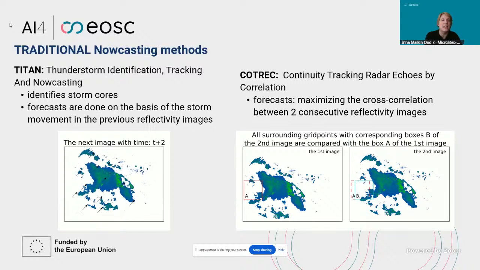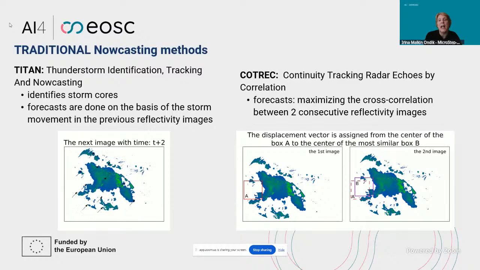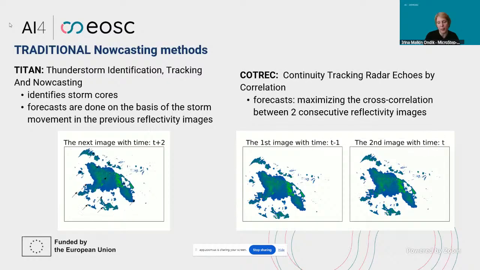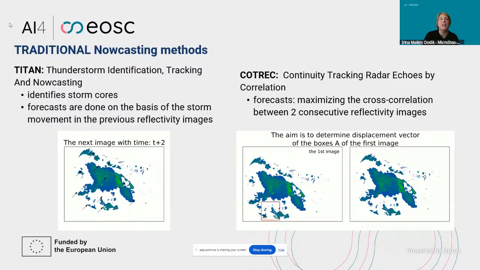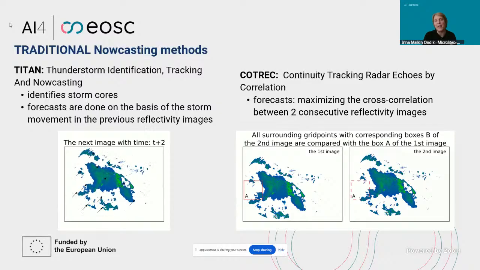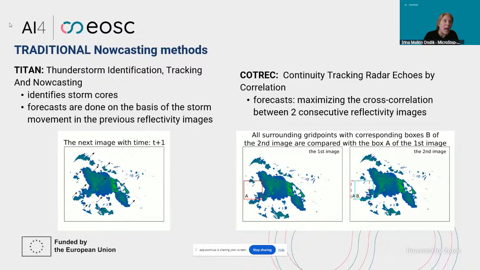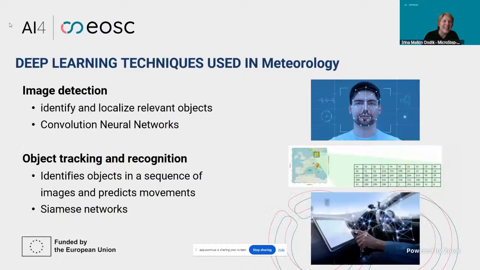It takes several previous images, tries to find a correlation, and then tries to find how the image was changed, meaning it moves all of the humidity, not just the thunderstorms, but everything which was on the radar image. Both work quite well, but they have their bugs as well. Therefore, it's time to move on to deep learning techniques used in meteorology.